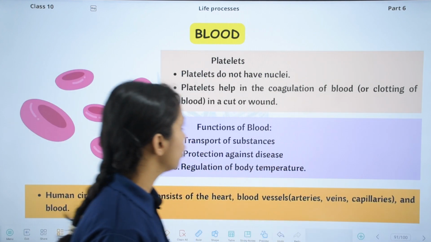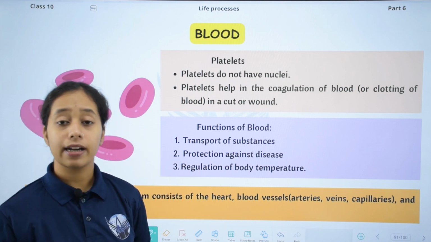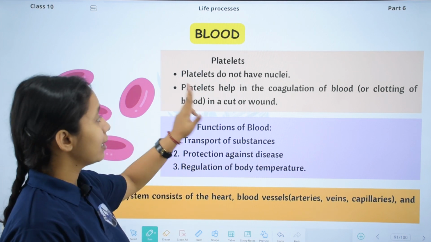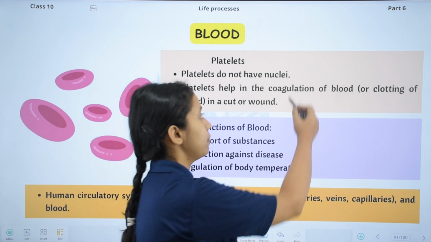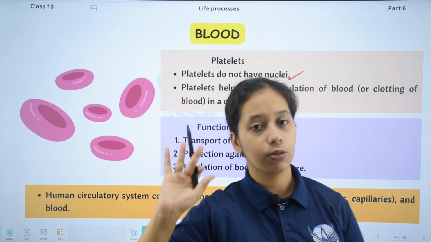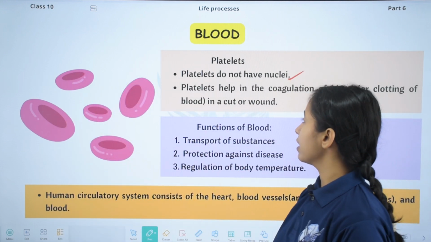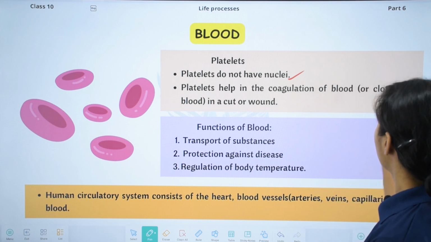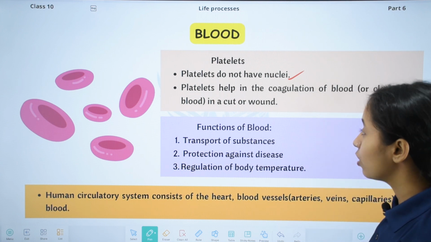Next, let us move on to platelets. What are platelets? Platelets do not have nuclei. Platelets, just like RBCs, do not have nuclei. Platelets help in the coagulation of blood or clotting of blood in a cut or wound.